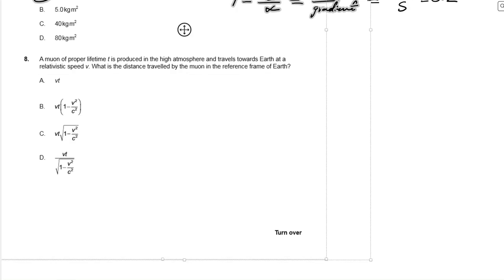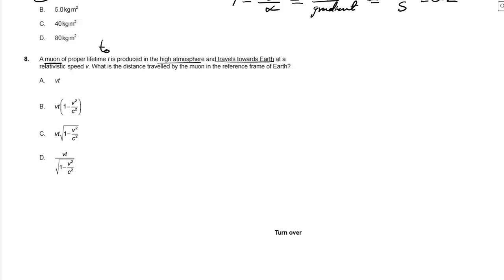This is a muon. This hasn't come up a lot in past papers, but muon proper lifetime. So now T0, just in high atmosphere, travels towards Earth at relativistic speed v. Distance traveled by the muon in reference frame of the Earth.